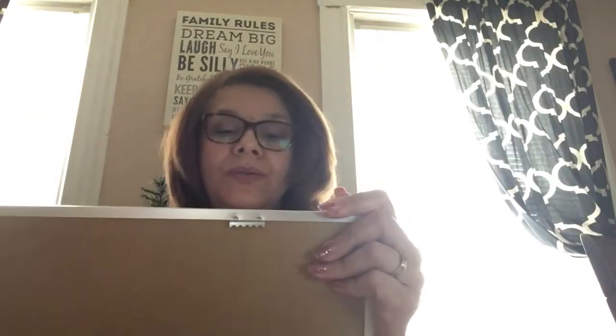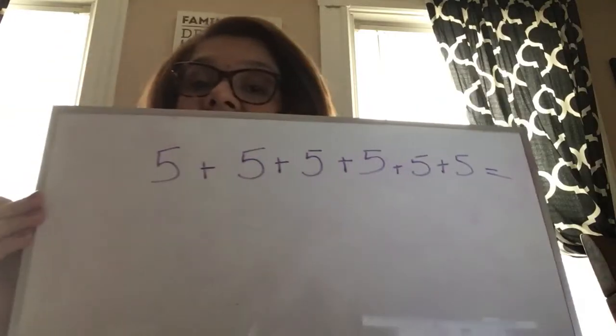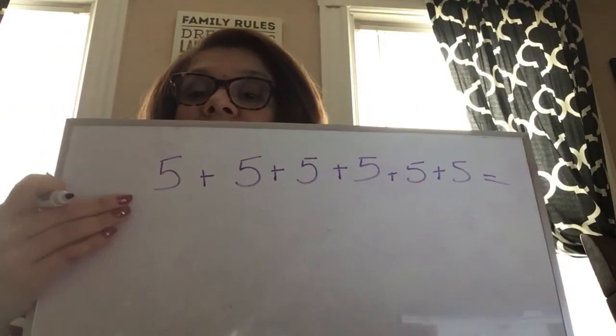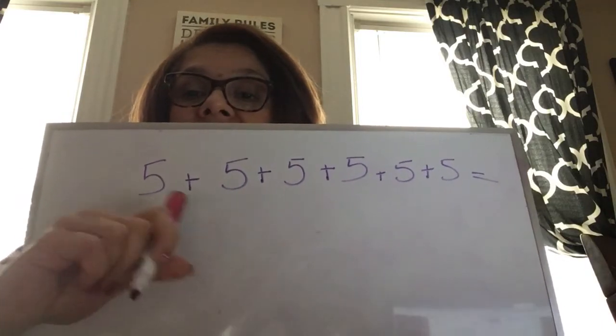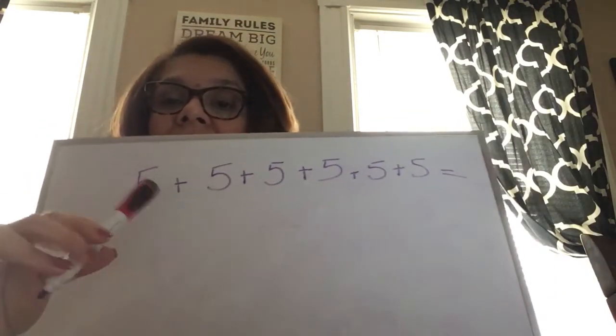Okay, let's do another one. All right, remember, multiplication is just what? It is just repeated addition. Okay, here we go. And then we're working from our book, okay? Whoa, those are a lot of 5s. So let's count by 5s to see what this is equal to. Ready? Count with me. 5, 10, 15, 20, 25, 30. So this is 30.